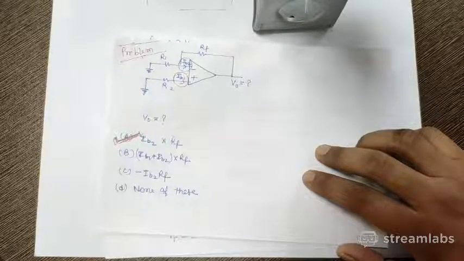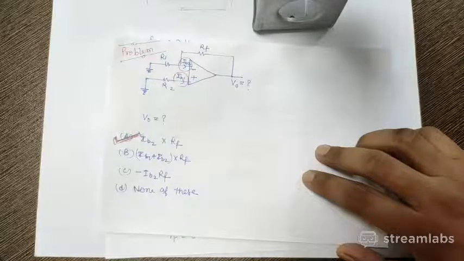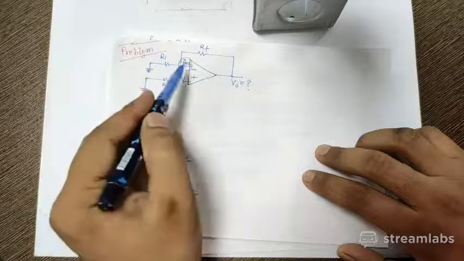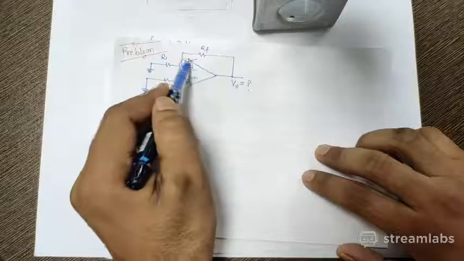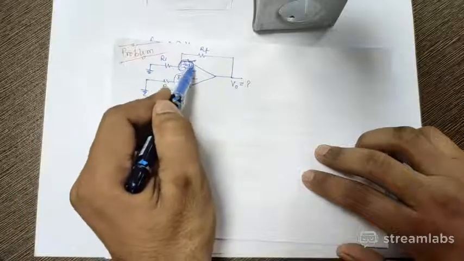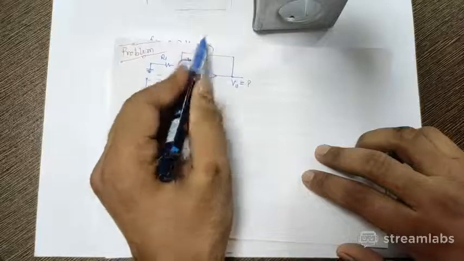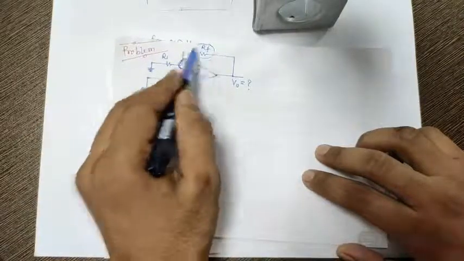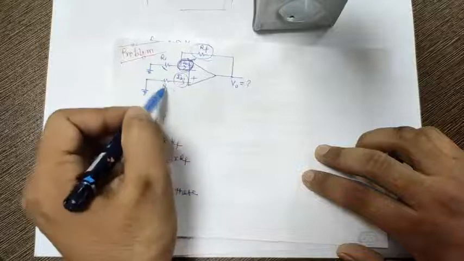We can see that the output voltage is dependent only on the current flowing through this terminal, the bias current, and the feedback resistance. It is not dependent on these resistances.